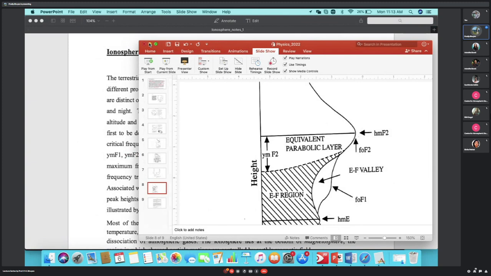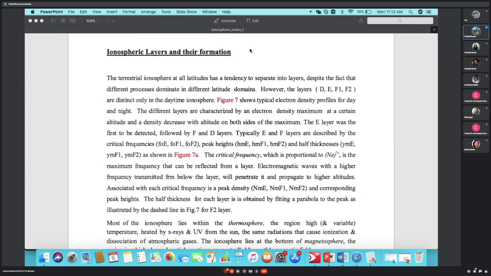So, ionospheric layers, how do they form? I have already explained this: critical frequency is proportional to the square root of N. That is what I have said. If you go to Ratcliffe's book, or even Hargreaves' book, in the first chapter, the equation for the refractive index is given. The refractive index mu is equal to the square root of 1 minus 1 by N squared, kind of thing.